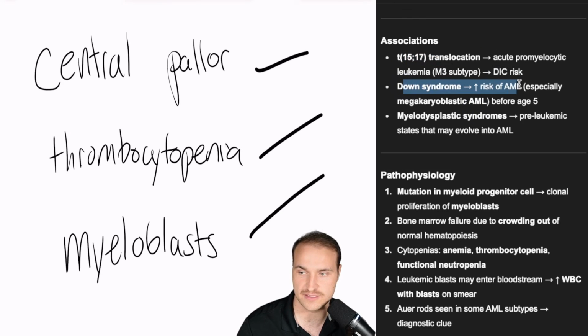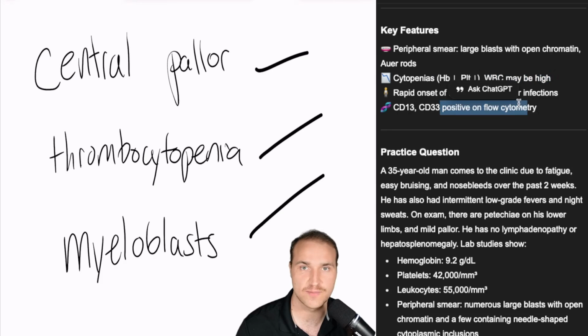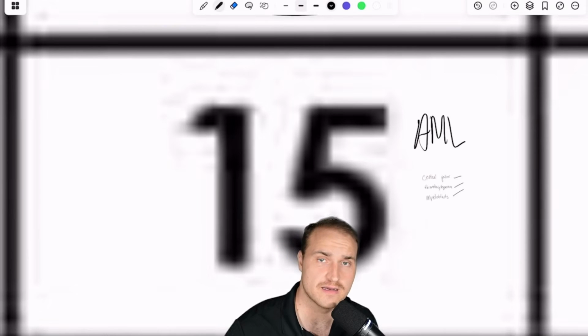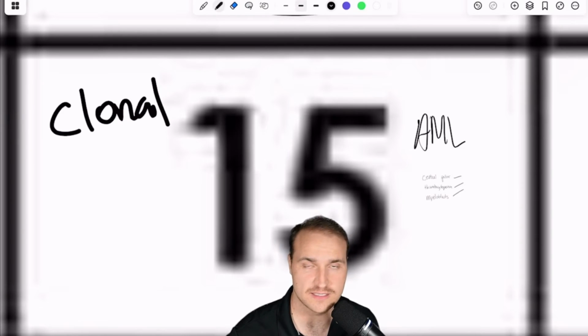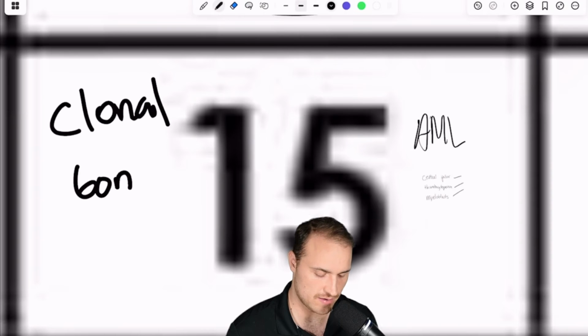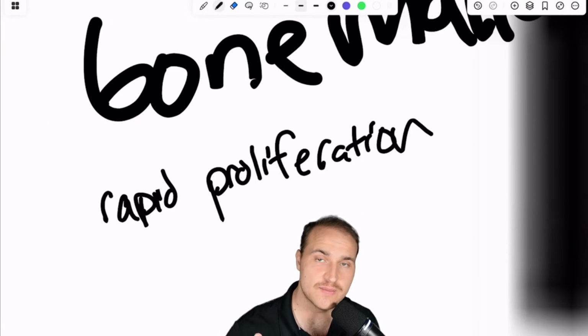You talk about Down syndrome, where you have an increased risk of AML, or mutations in the myeloid progenitor cells. Could have mentioned the cytopenias, low hemoglobin, white blood cells that could be high, the CD13 positive on the flow cytometry. Basically, you could have gone a lot of ways. But acute myeloid leukemia is a clonal malignancy of myeloid progenitor cells in where? The bone marrow. Now, this is characterized by super rapid proliferation of the immature myeloid cells.